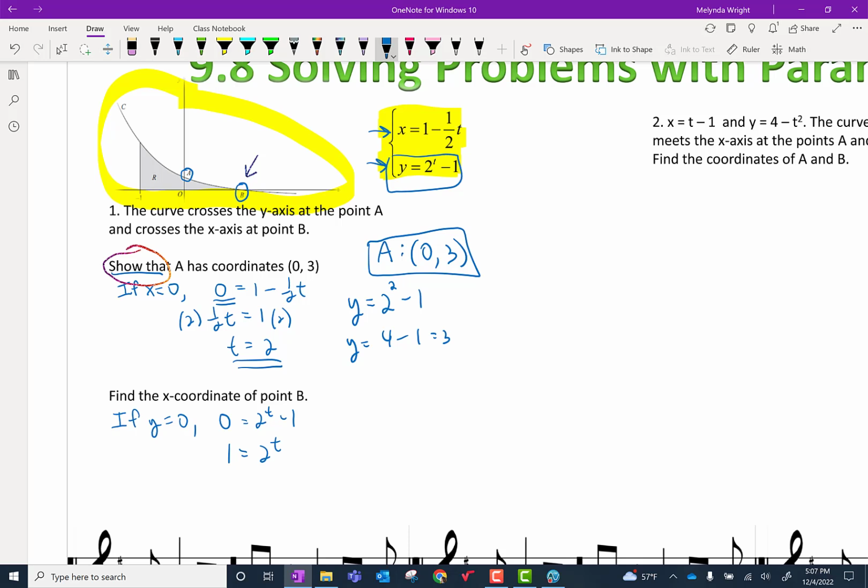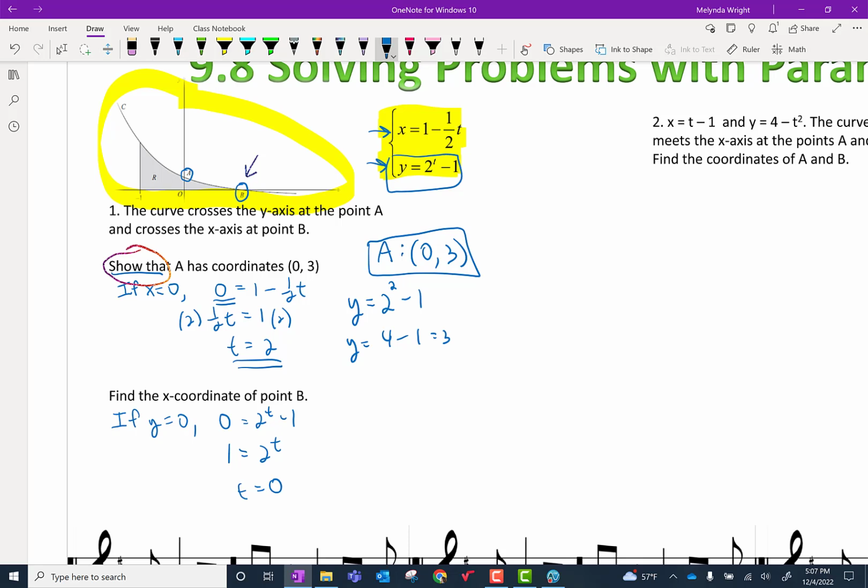Well, 2 to the 1 is 2. 2 squared is 4. That's not 1. So we have to think about what we know about exponential equations. We know that something raised to the 0 power is 1. So we certainly know that. So basically that tells us that our t value is 0, because 2 to the 0 is 1. All right.